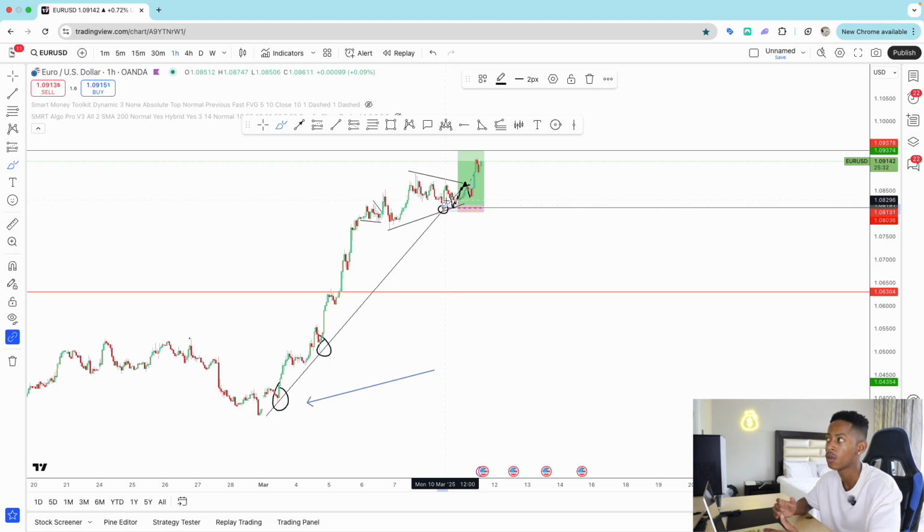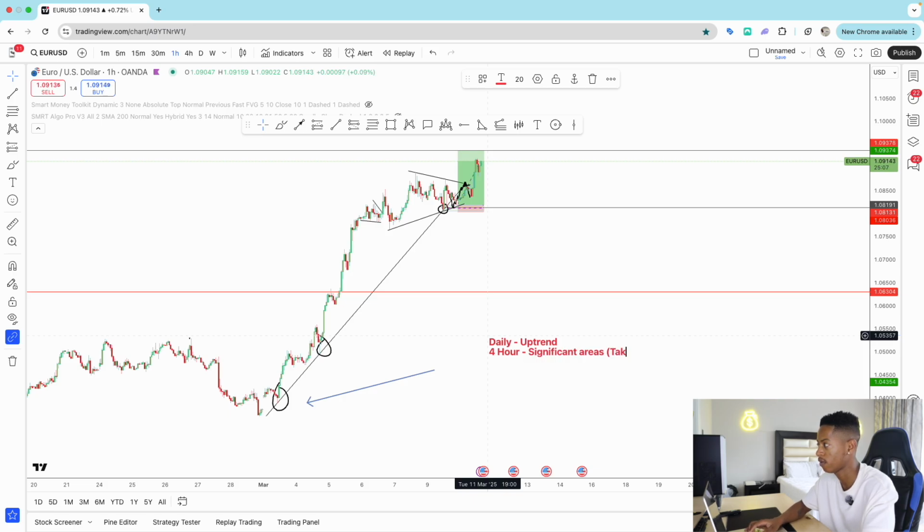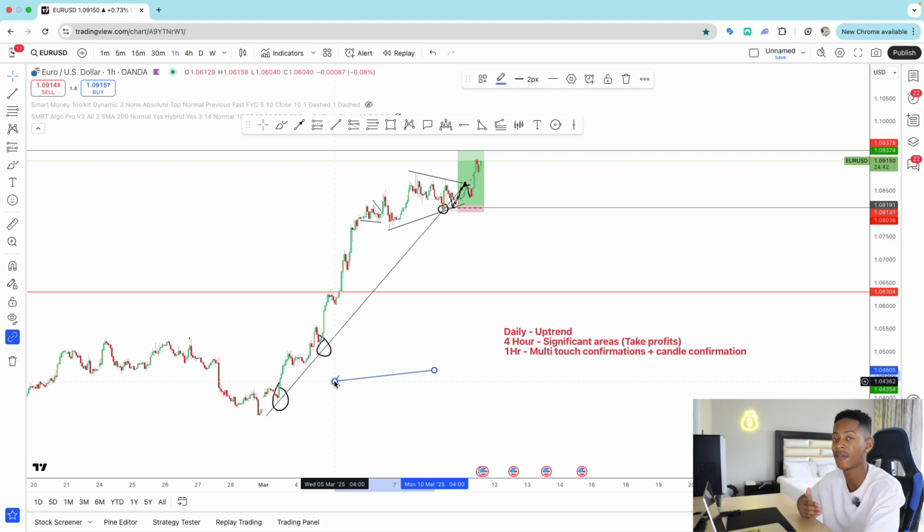One thing that I like is that once we've got our third touches: on the daily it was more of an uptrend. On the 4-hour we looked at the significant areas, which is take profits and so on. So now on the 1 hour we're looking for multi-touch confirmations plus candle confirmation, and then I'm going to go down as low as the 5-minute to show you how you can refine your entries.